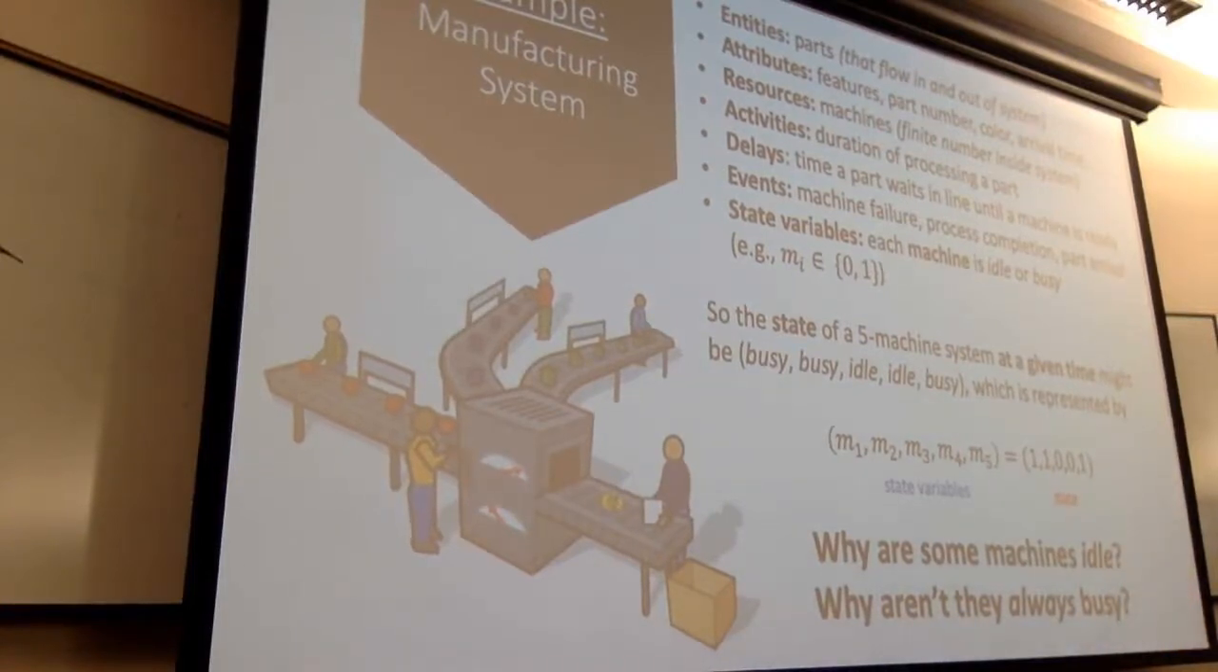To clarify, an example of a state variable would be that machine one is idle. Exactly. The state variable would be machine 1, and then idle or busy would be two different states.